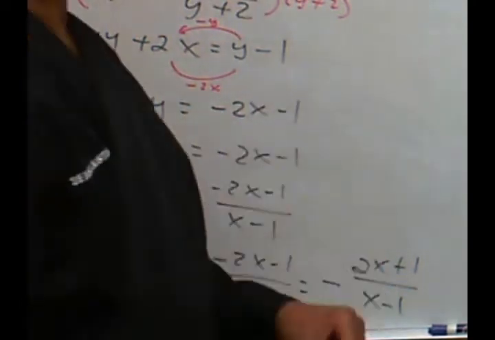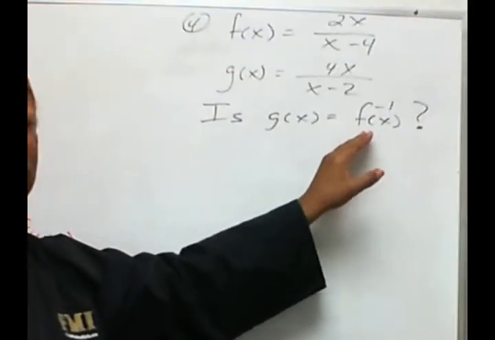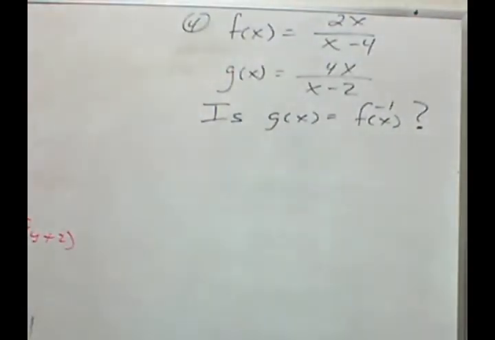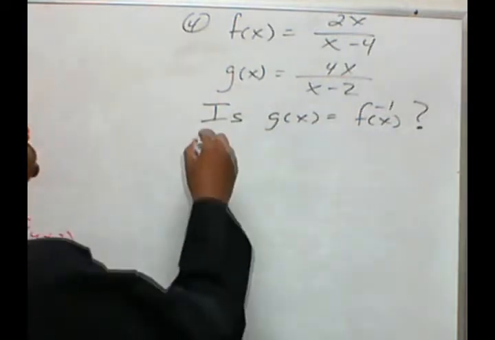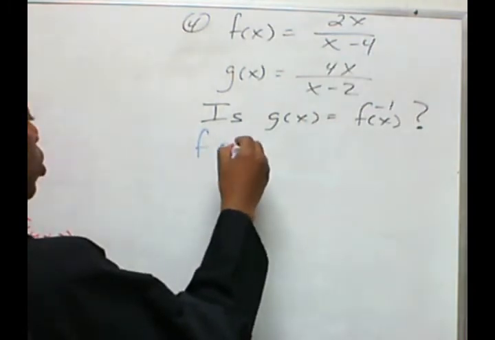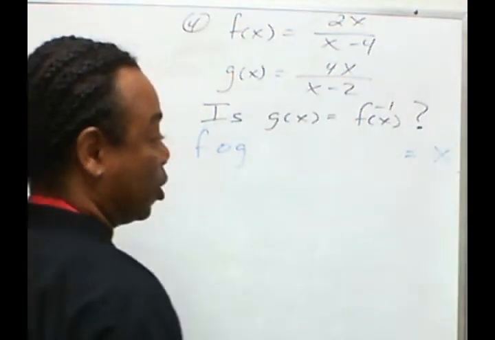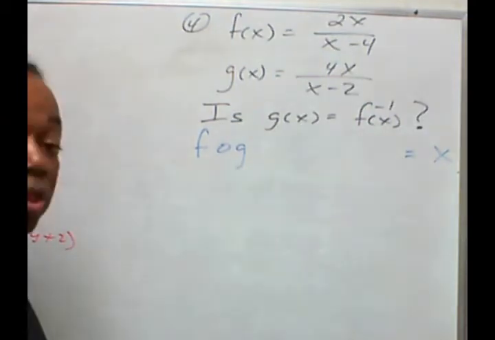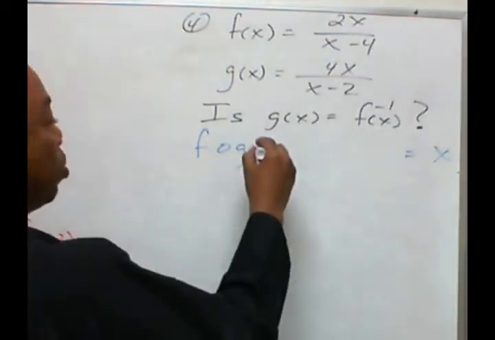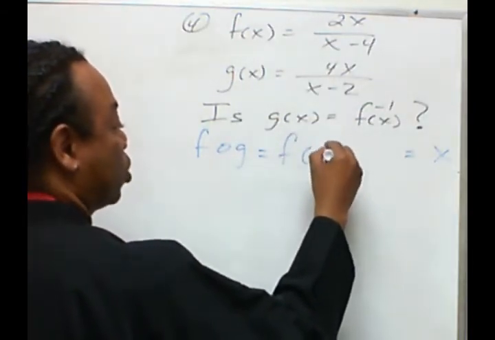Okay. Next, number 4. Number 4, we have 2 functions, f of x and g of x. And we want to know, is g of x the inverse function for f? To see if g of x is an inverse function, we compose both functions, f composed with g, and we want to see if we get an x as a result. If we get an x as a result of composing f with g, then this is the inverse function of f. So, f composed with g means f is the outer function, while g is the inner function.